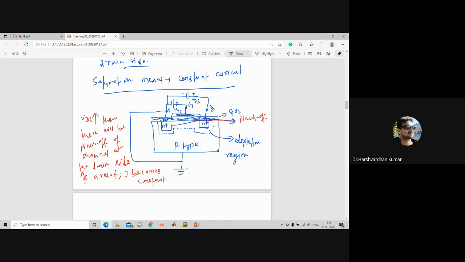So why is the pinch off occurring for the higher voltage? Can you explain? Just a few minutes ago, I explained why it is happening. So I am expecting the answer from your side now. What will happen if you increase the VDS for a particular value? Then there will be a pinch off. But why is pinch off occurring?